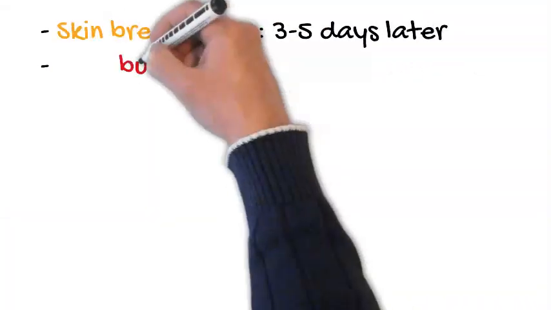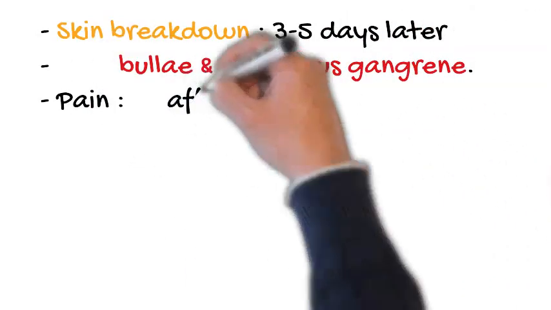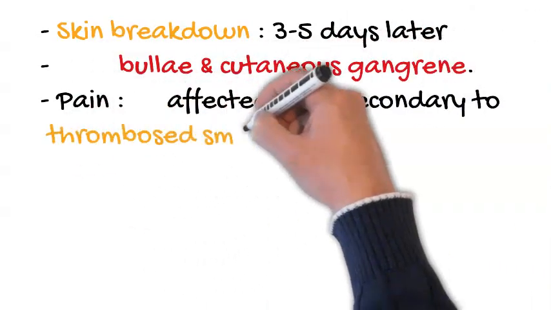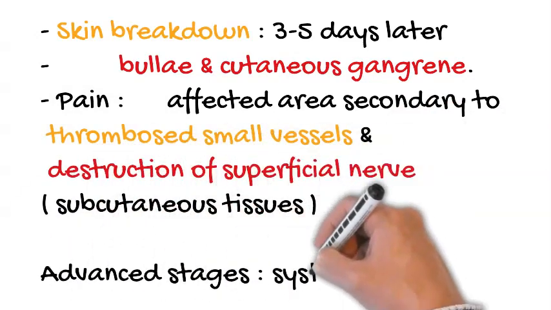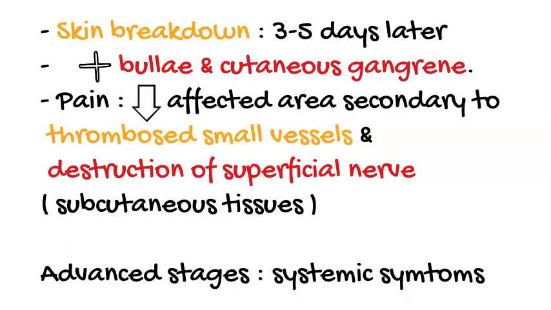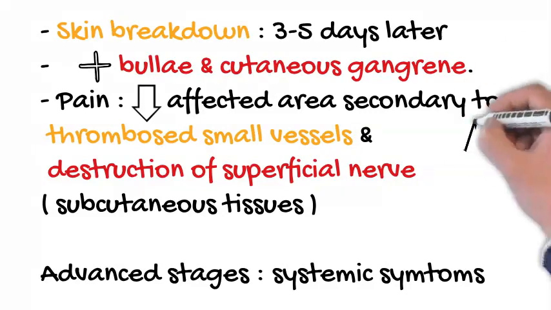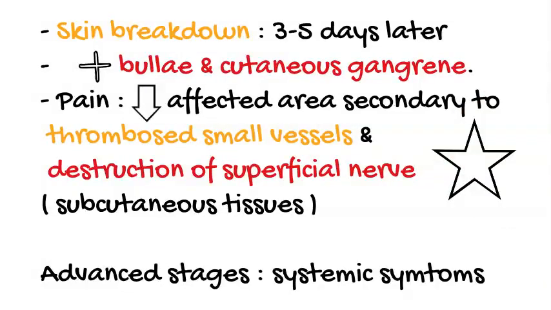Skin breakdown will begin 3 to 5 days later, and it is accompanied by bullae and cutaneous gangrene. Pain is reduced in the affected area secondary to thrombosed small vessels and destruction of the superficial nerve in the subcutaneous tissues. Advanced stages of infection are characterized by systemic symptoms such as fever, tachycardia, and sepsis.